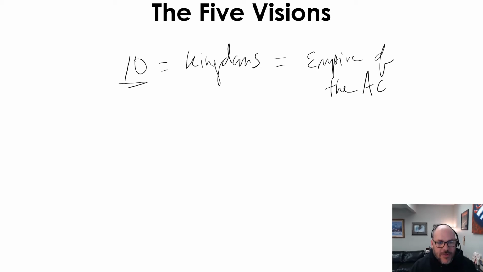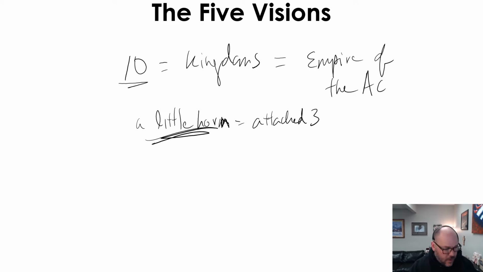Now, what was different, though, out of these 10 kingdoms, out of these 10 horns, a little horn would rise up amongst the 10 kingdoms. So it's not a part of it. This little horn rises up amongst the 10 kingdoms, and the little horn attacked three. So 3 of the 10 were attacked by the little horn. When that happened, he took control of those 3, and the other remaining 7 just bowed down to him. Now, this final little horn is the Antichrist.